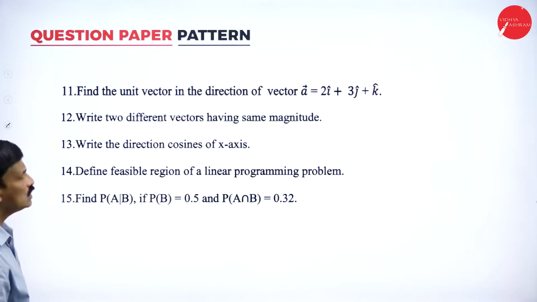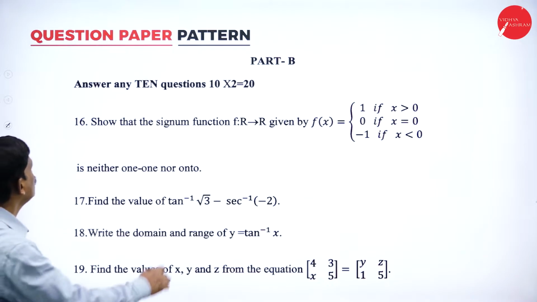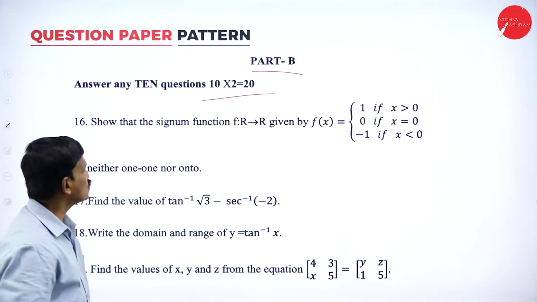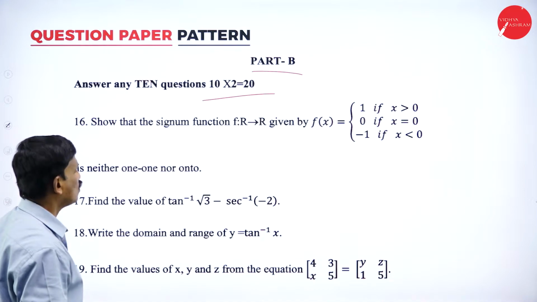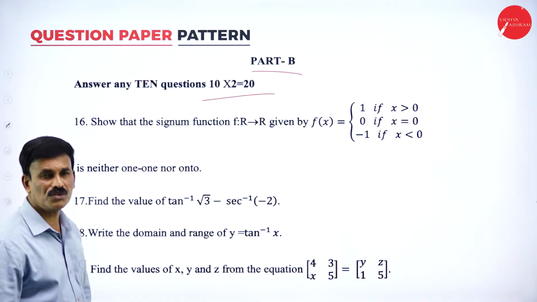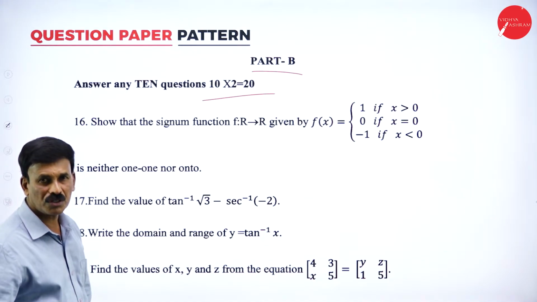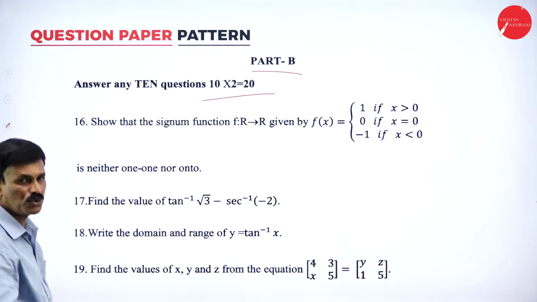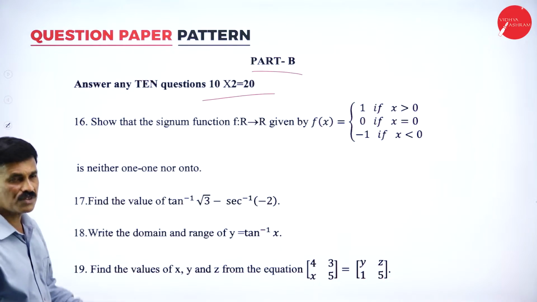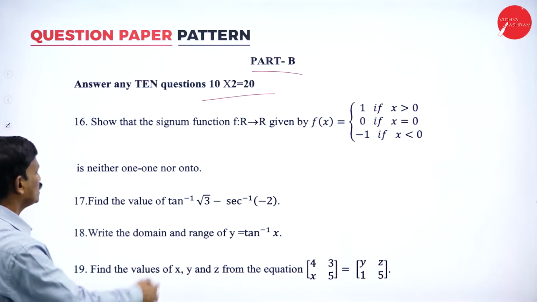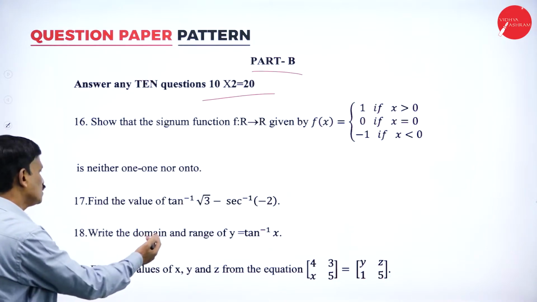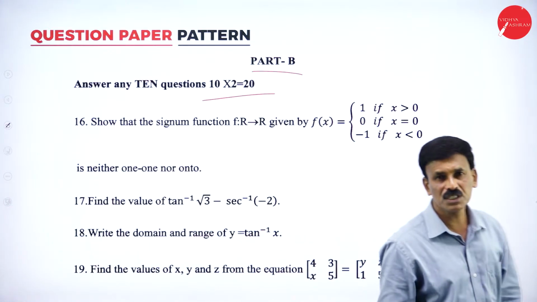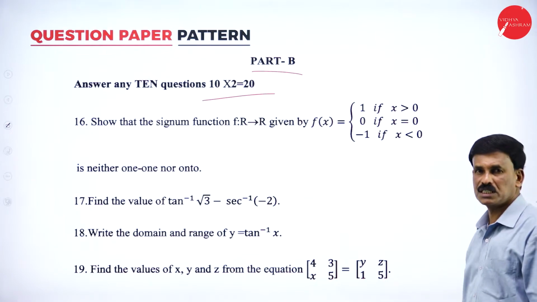Now, next in part B, as usual, we will have 10 questions to be answered. Answer any 10 out of 18 questions. This is also the same as the blueprint. The first question is from relations and functions, and the second is from inverse trigonometric functions. The next question is also from inverse trigonometric functions, and the third is from matrices and determinants.